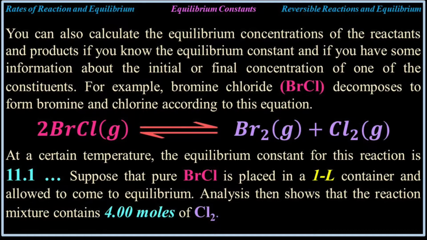For example, bromine chloride decomposes to form bromine and chlorine according to this equation. 2 moles of bromine chloride gas yields 1 mole of bromine gas plus 1 mole of chlorine gas. At a certain temperature, the equilibrium constant for this reaction is 11.1. Suppose that pure bromine chloride is placed in a 1 liter container and allowed to come to equilibrium. Analysis then shows that the reaction mixture contains 4 moles of chlorine.